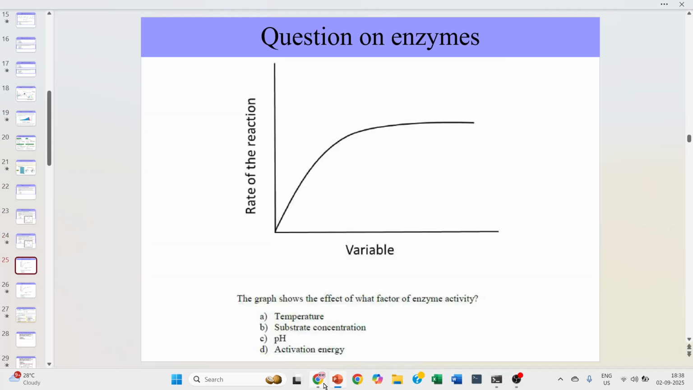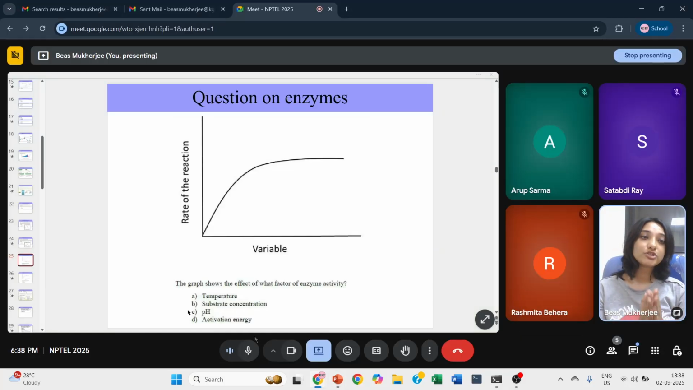Okay, so we go to the next question. The next question should be simpler for you. You have already seen this graph in the previous slides, right? The graph shows the effect of what factor on enzyme activity. For two factors, this is the graph that we get. Which are those two factors? One of them is mentioned here and the other one is also there, which you know.